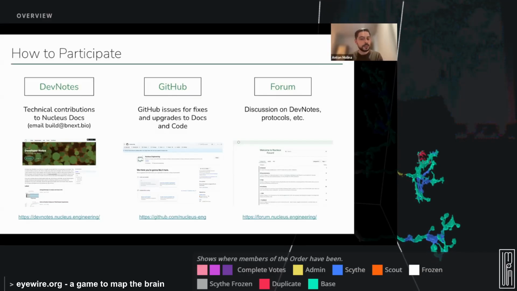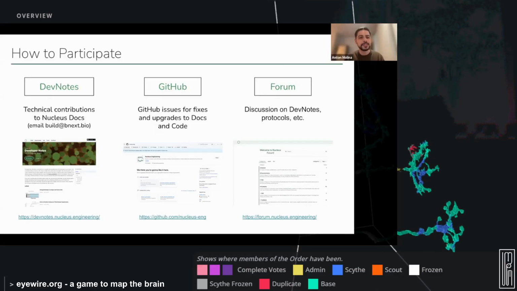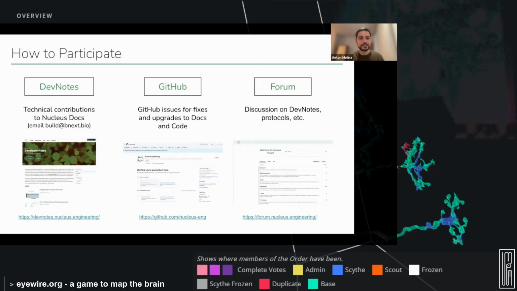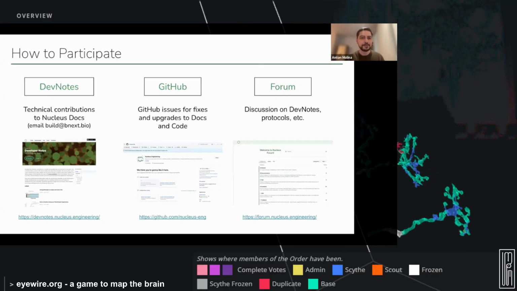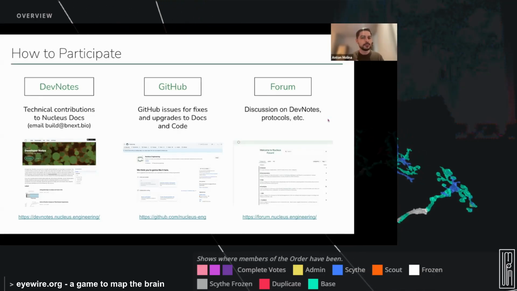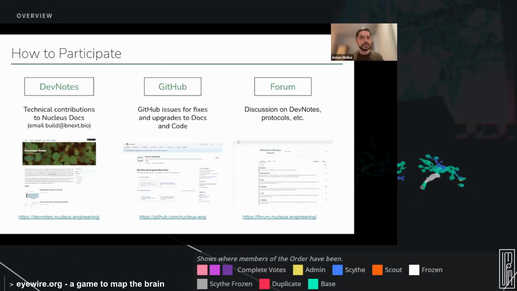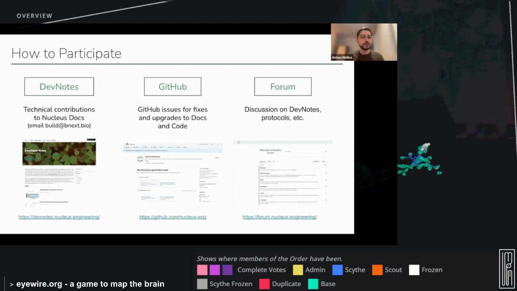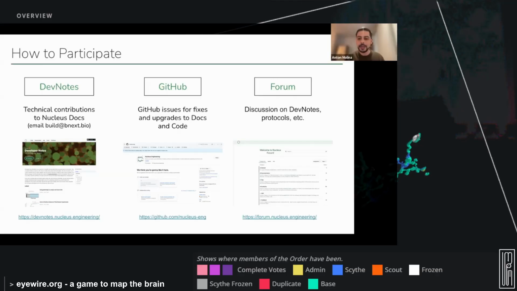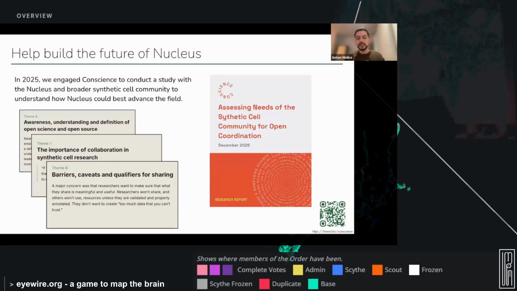GitHub is another interface. If you're reading the documentation and say, hey, there's a typo there, or this doesn't quite make sense, you can write an issue. It's super easy. You just type something up, write a comment, and we'll pay attention to it. There's also the forum, a general discussion space that we're trying to create for people who are interested in engaging with the whole collection of things that we think about.